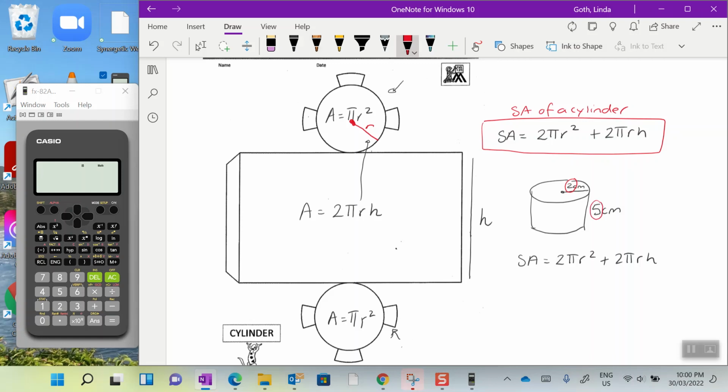So I'll rewrite this as 2 times pi times 2 squared, that 2 came from the radius being 2, plus 2 times pi times 2, because the radius is 2, times by 5, because the height is 5. Then I'm going to go across to my calculator. You can see it on the side of my screen.